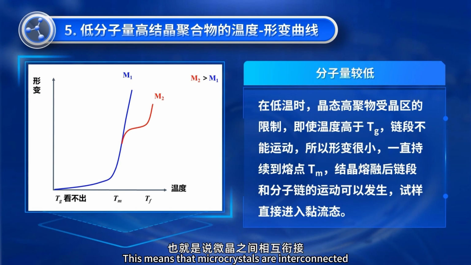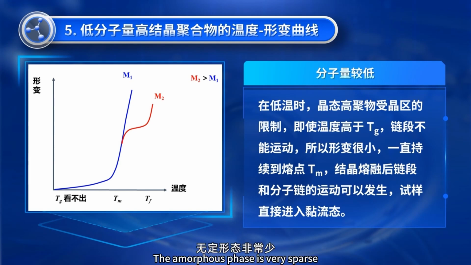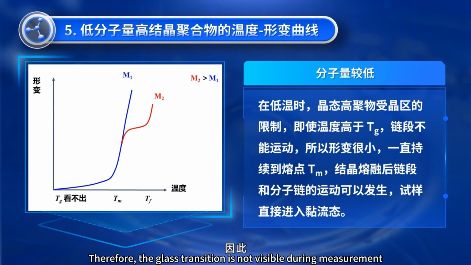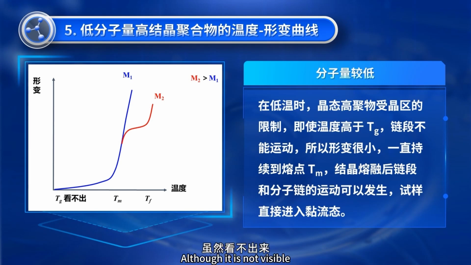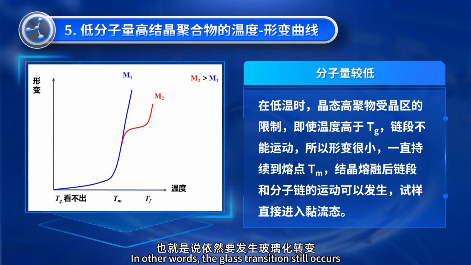This means that microcrystals are interconnected. The amorphous phase is very sparse. Moreover, its motion is significantly restricted. Therefore, the glass transition is not visible during measurement. Although it is not visible, it still exists. In other words, the glass transition still occurs.